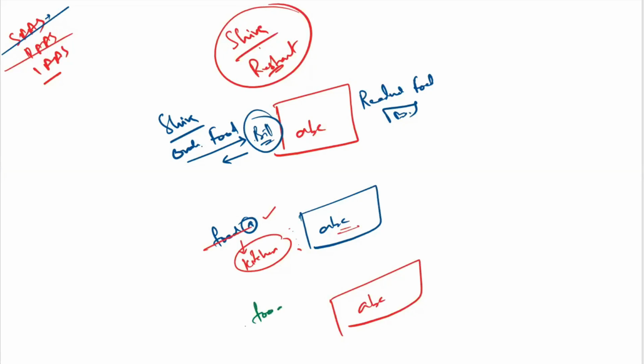So here, there is no food. Got it? There is no kitchen. Right? So what are they giving? They are giving the rack space. They are giving the empty space to you, so you can build your kitchen and whatever food you want, you can make it.